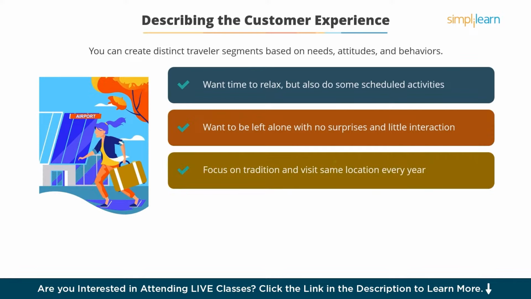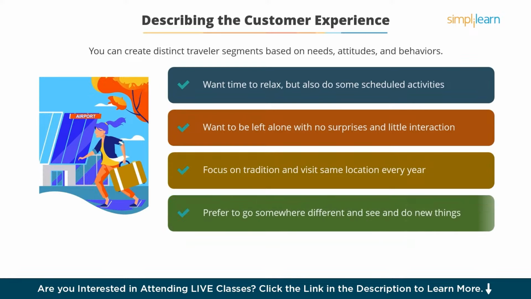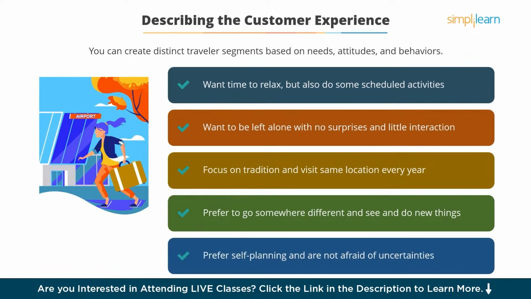The next group focuses on tradition, and they go to the same location or destination every year. Conversely, the next group, they want to go somewhere different and see new things and do new things every year. The last group were self-planners that'll figure it out by themselves. As seasoned travelers, they're not afraid of uncertainty.